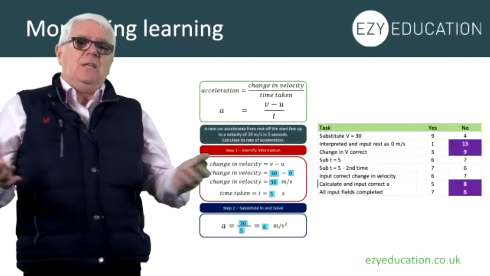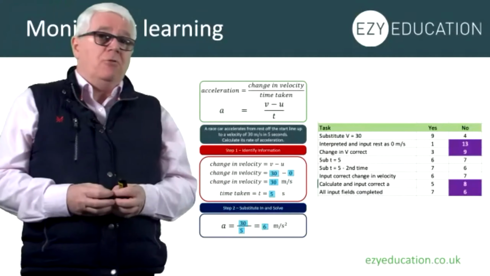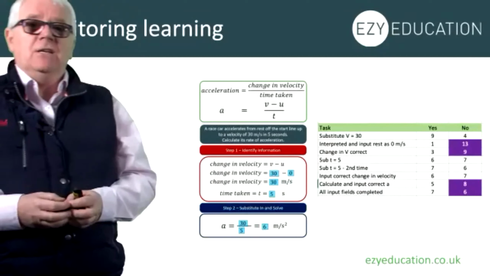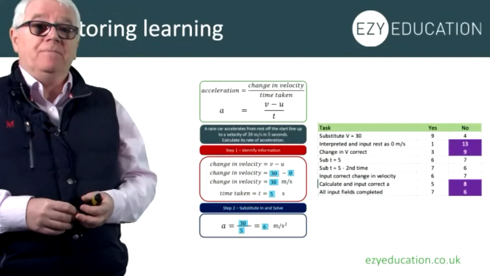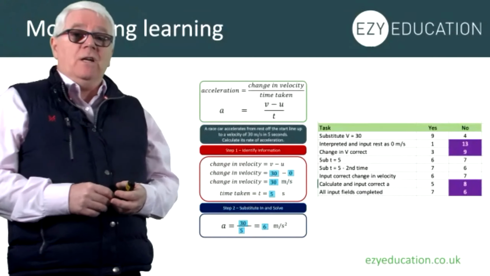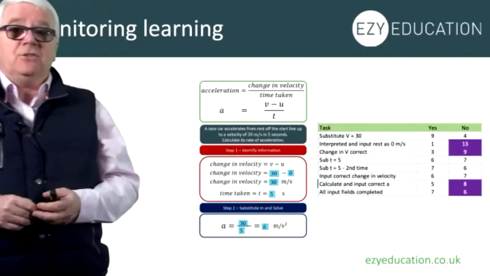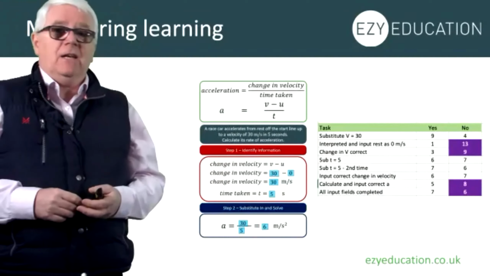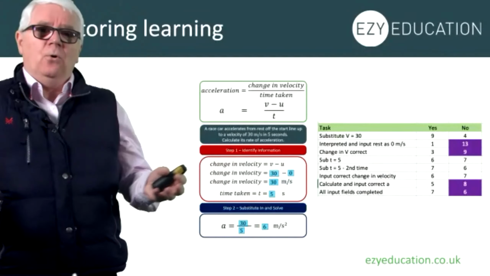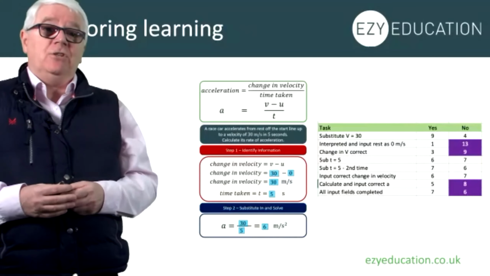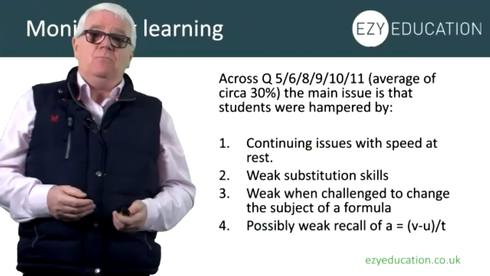But if you analyze that across the whole group, which is what we've done here, you can see the big problem is that most of those students didn't work out that rest was 0 meters per second. There were issues in working out the change in velocity, so 9 incorrect compared to 3. And calculating and inputting the correct acceleration and completing all of the input fields was also an issue. A lot of students didn't even complete those fields. So you've got some pretty valuable information within that.